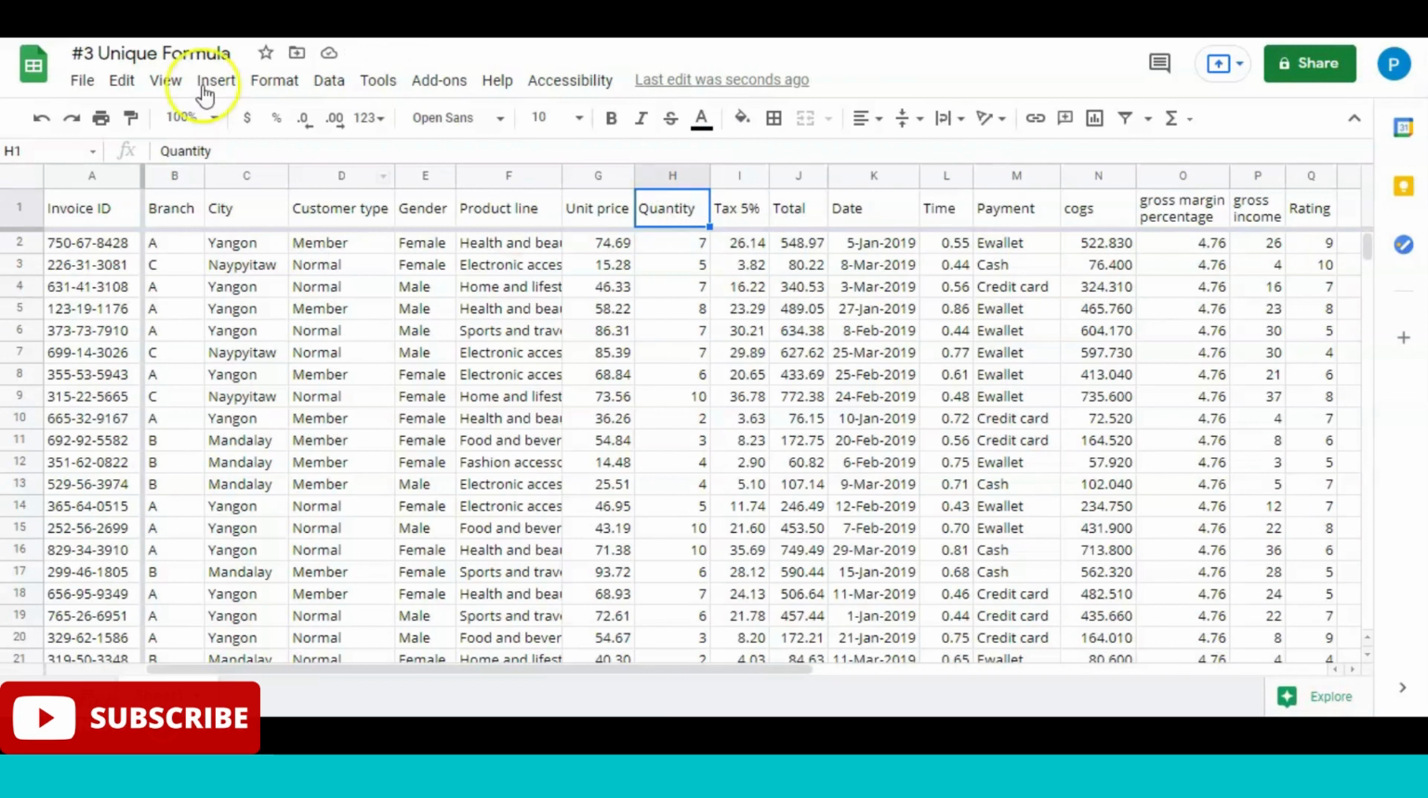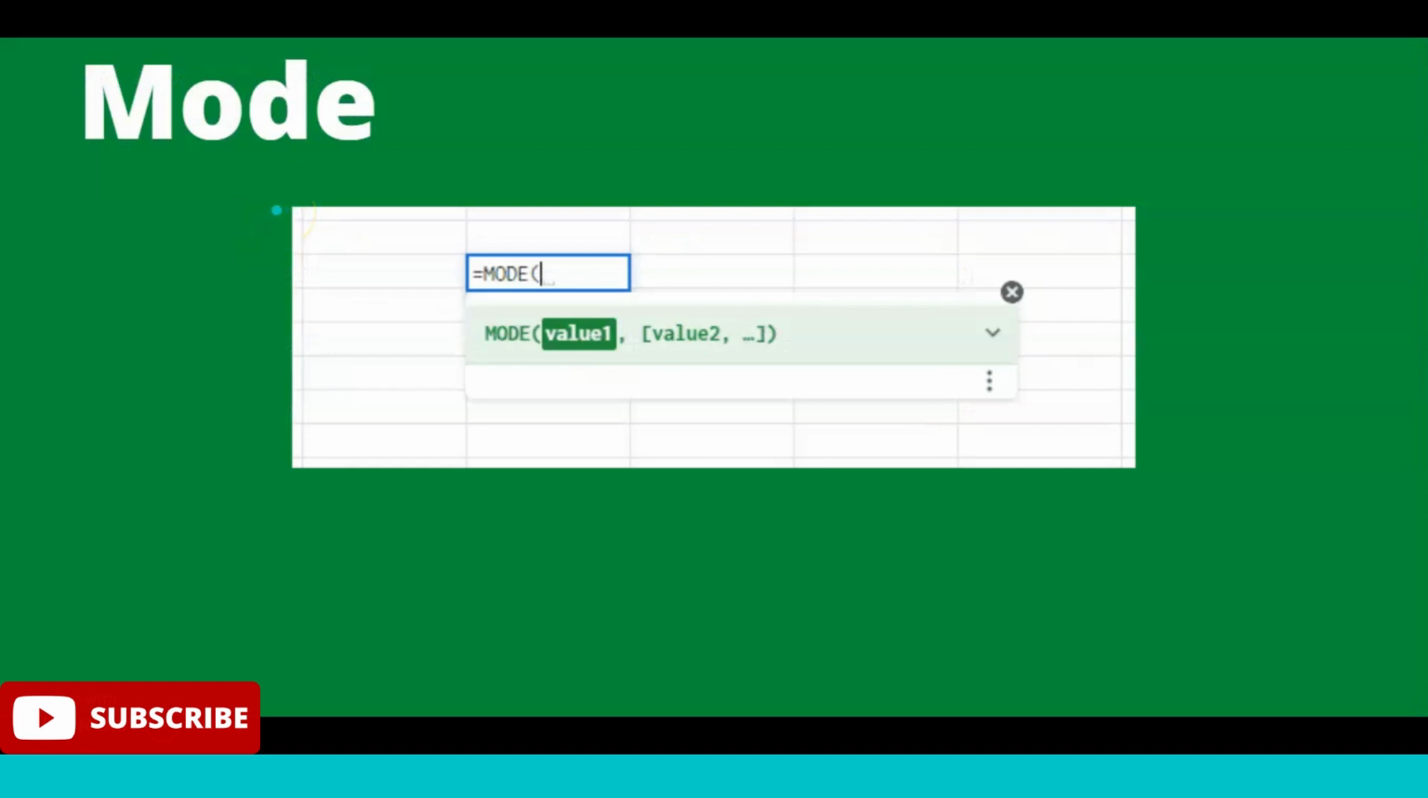Let's move to the new formula, mode. This is a very interesting and very useful formula for any statistician. Whoever learns statistics as their core subject already knows mean, median and mode, and how important they are in statistics. And statistics means data analytics, a part of data analytics, right? So let's try to understand how to find mode throughout the data. The same formula we are going to use, equal to mode and value 1, value 2, as we use in average. Let's try to perform this.